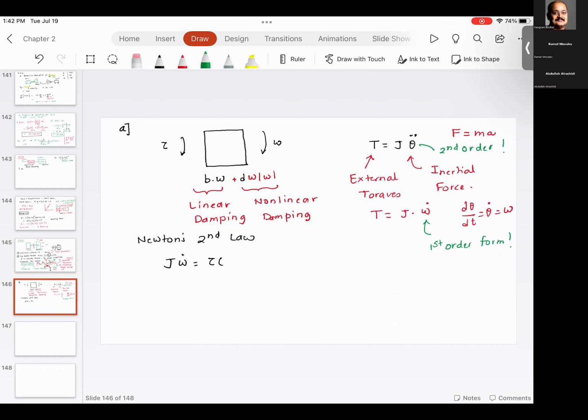Now, some of you may ask me, what is the advantage of this? The advantage of this is, if you have an equation in the second order form, if you want to solve it, you are going to need two initial conditions because you will have to integrate twice. But if you have a system that is given in the first order form, then you only need one initial condition. That is the difference between the first order form and the second order form.